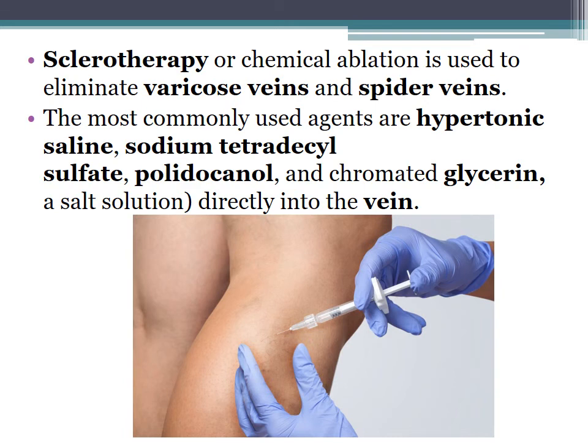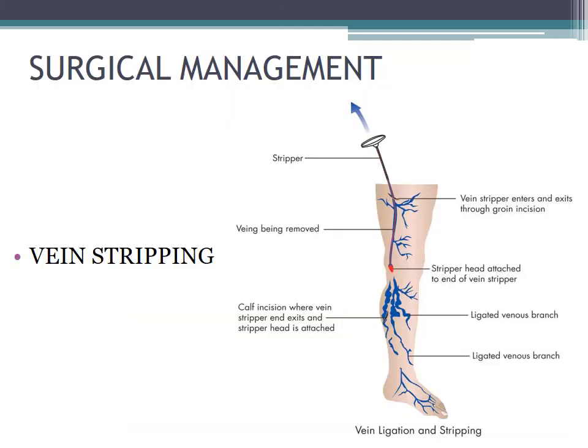And here, the most commonly used agents for this sclerotherapy include hypertonic saline, sodium tetradecyl sulfate, polidocanol, and chromated glycerin. This is a kind of preparation, or chemical composition, of the sclerotherapy drug, and it is directly injected into the vein, and then that particular condition will be treated.